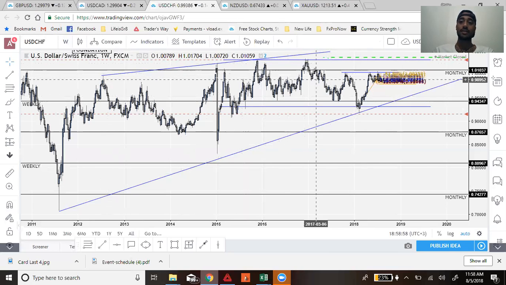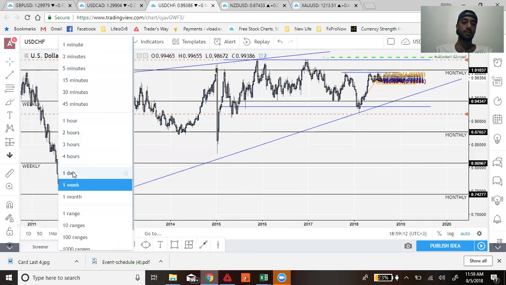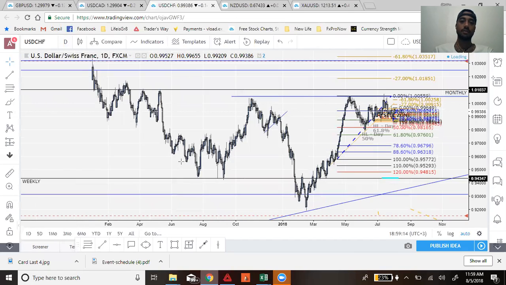We also see price is literally kind of hovering around this monthly right here, and sitting on top, past as far as this weekly right here. So let's go to the daily and see what we have.